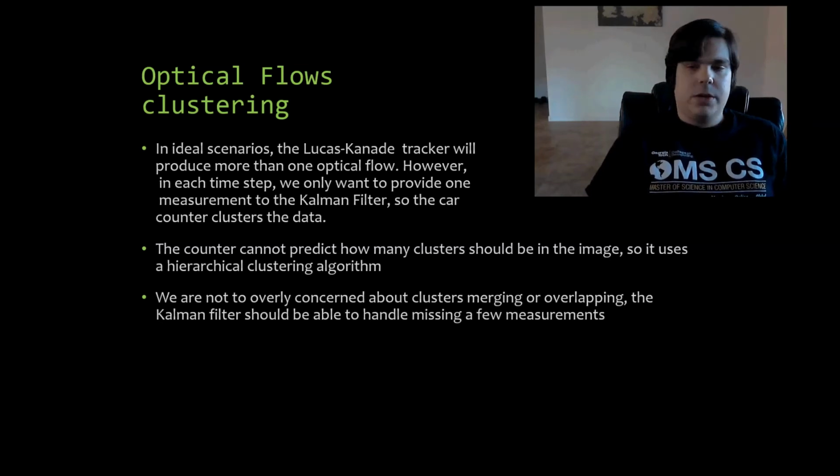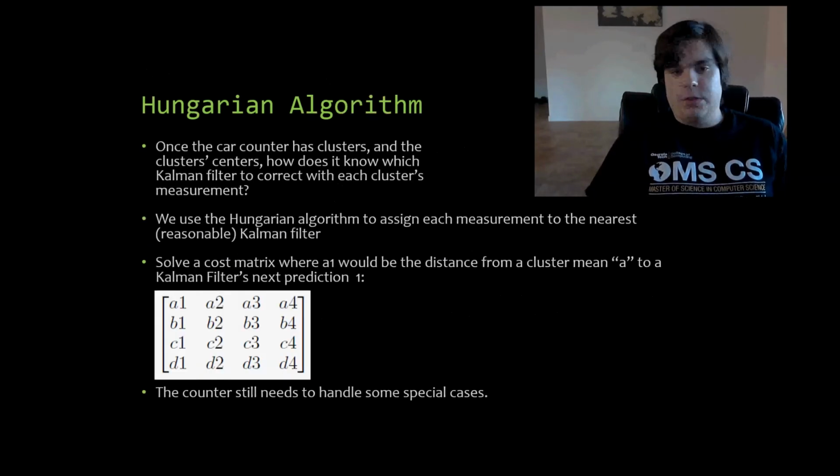We're not too concerned about clusters merging or overlapping. The Kalman filter should be able to handle a few missing measurements from a merged or an overlapped cluster that got moved a little bit, or maybe one cluster took some points away from another cluster. That will just show up as measurement noise to the Kalman filter, and the Kalman filter should be able to deal with that accordingly. So once we have these measurements, we need to assign them to Kalman filters.